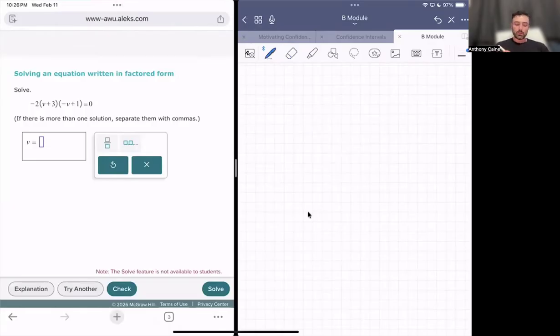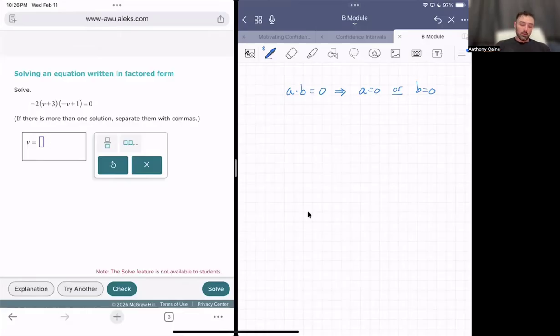Solve law. Okay, so here's what you need to know. If I have two numbers, a and b, and I multiply them, and they equal 0, this implies that a equals 0 or b equals 0. The only way you can multiply two numbers and get 0 is if at least one of them is 0. And there's nothing special about two numbers. This is true for three numbers and four numbers. If you multiply numbers and get 0, at least one of them is 0.